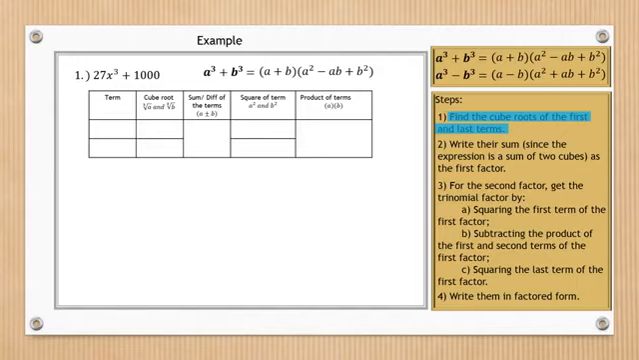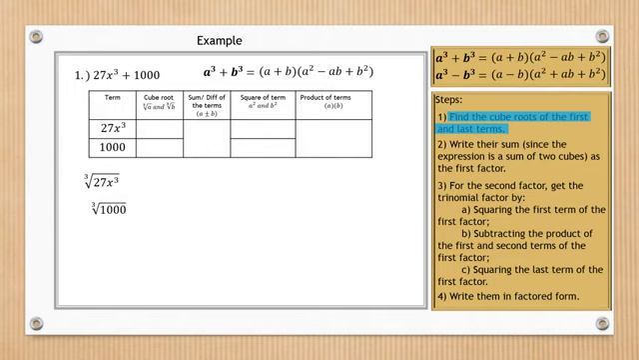Since step number 1 is to find the cube roots of the first and last term, let's identify the first and last term. What is the first term? The first term is 27x cubed and the last term is 1,000. So we get their cube roots. Cube root of 27, that is 3. Very good. Cube root of x cubed, that is x.